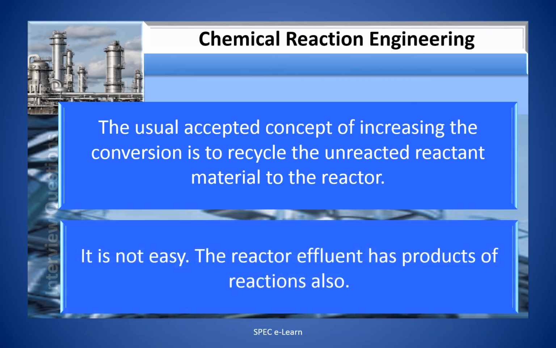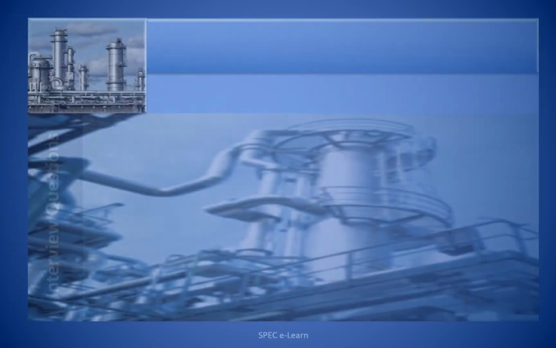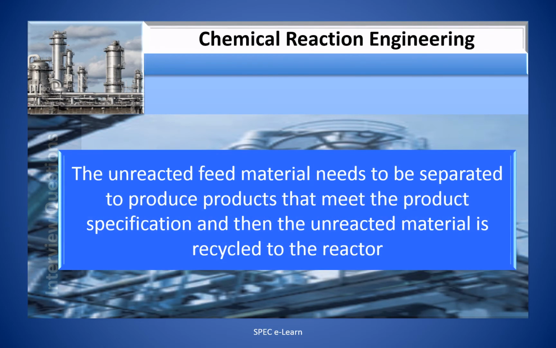It is not easy. The reactor effluent has products of reactions also. The unreacted feed material needs to be separated to produce products that meet the product specification, and then the unreacted material is recycled to the reactor.